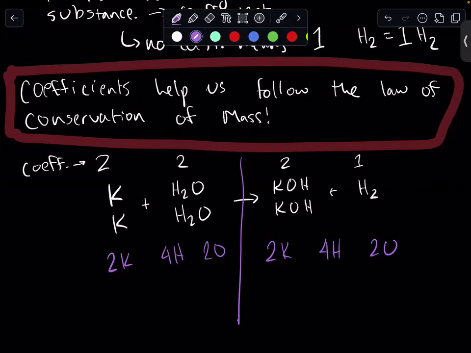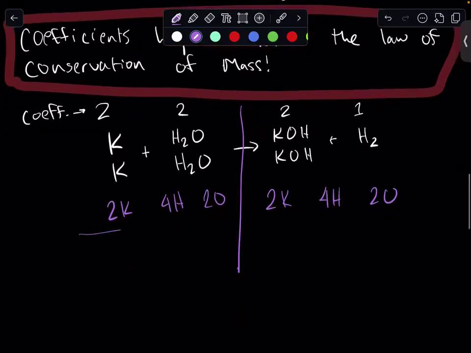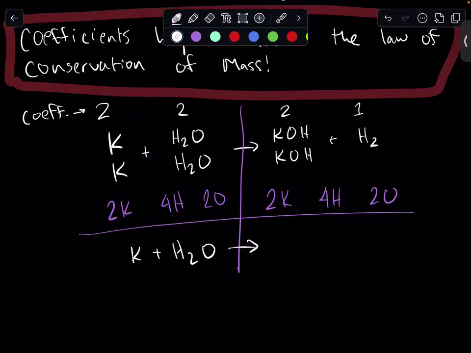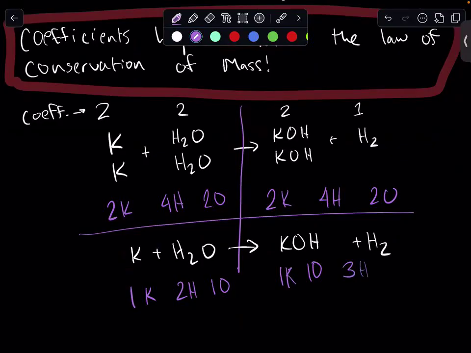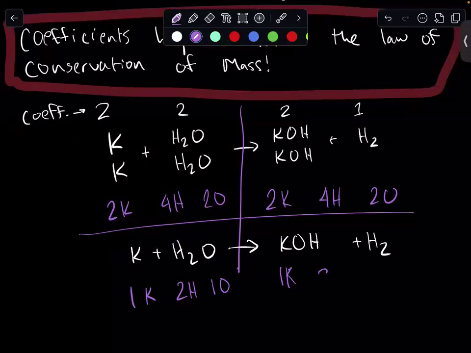It is completely even. Without the coefficients, K plus H2O reacts to form KOH plus H2, we notice 1 K, 2 H's, 1 O, 1 K, 1 O, and 3 H's are all inverse of that so that it reflects the same thing. 3 H's and 1 O. And these are not equal. This means somehow from here to here, we got 1 extra H, which doesn't make sense.